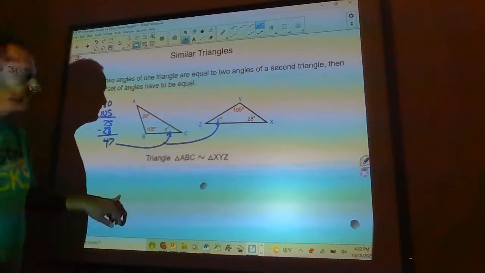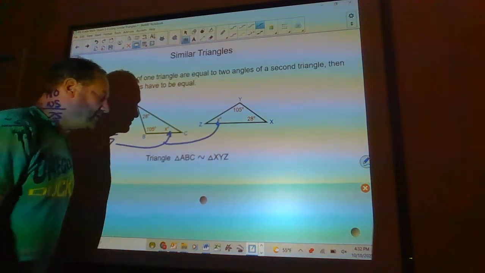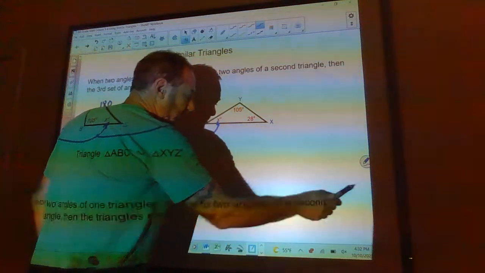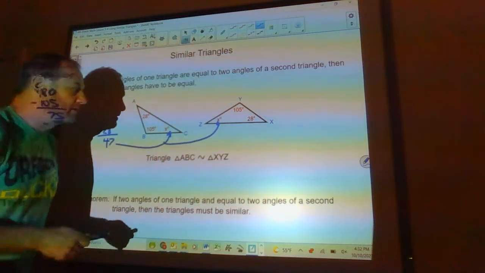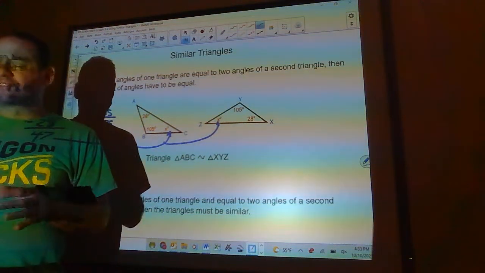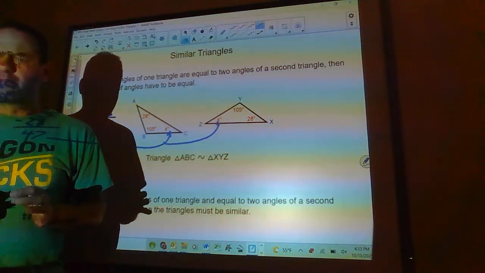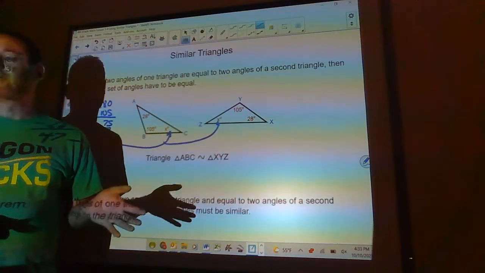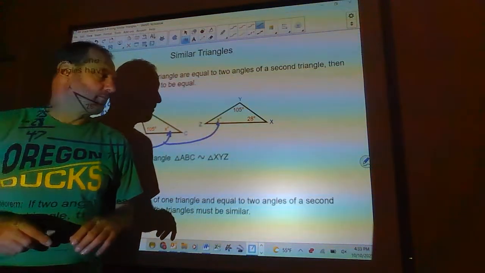Now, I can say that triangle ABC is similar to triangle XYZ. Remember, this little symbol means similar right here. And similar, again, means that it's the same shape, but maybe a different size, okay? Technically, it means all the angles are equal and all the sides are proportional.